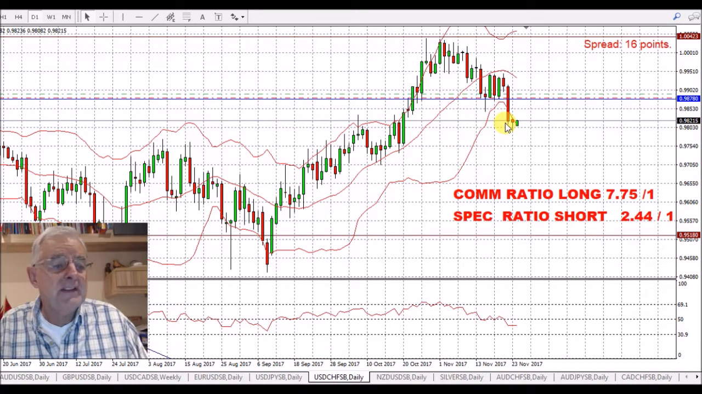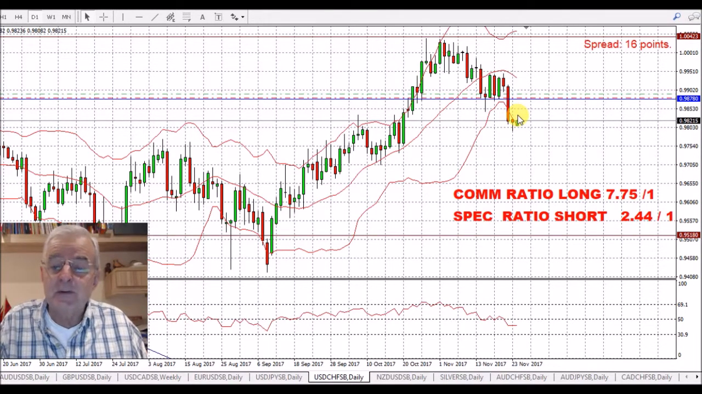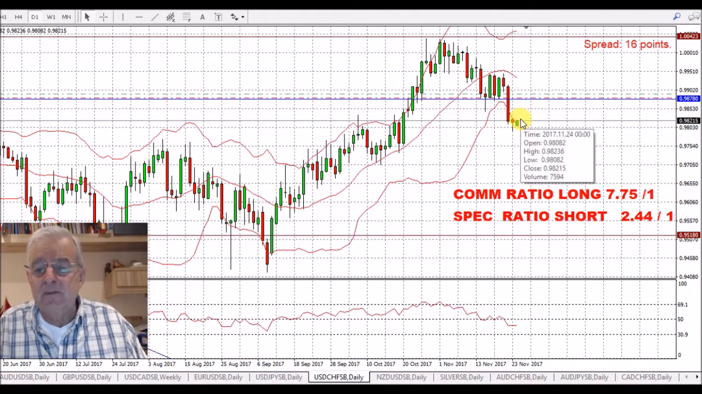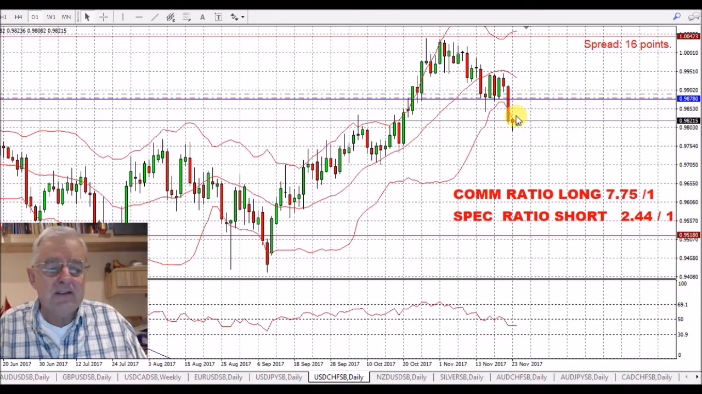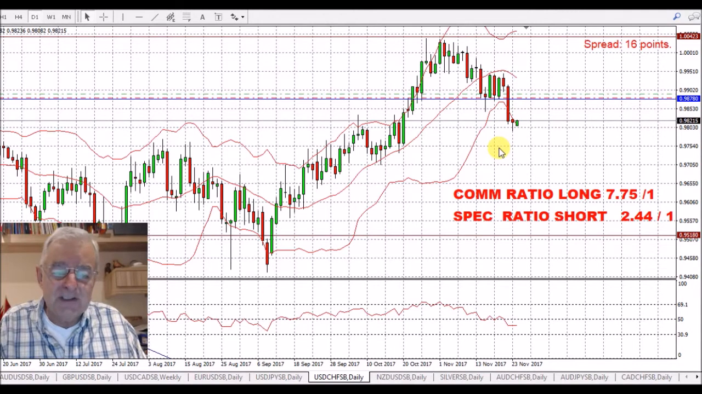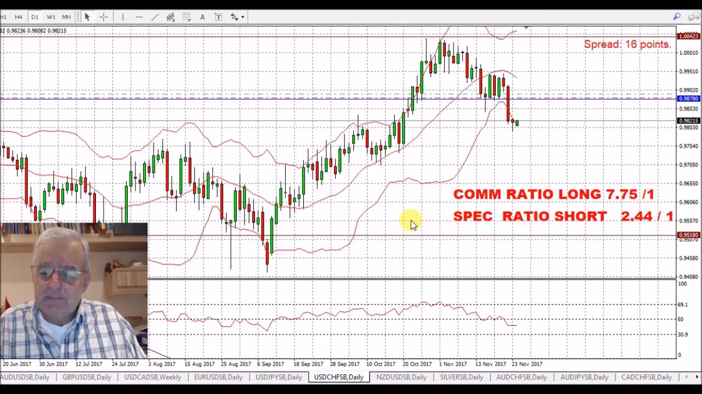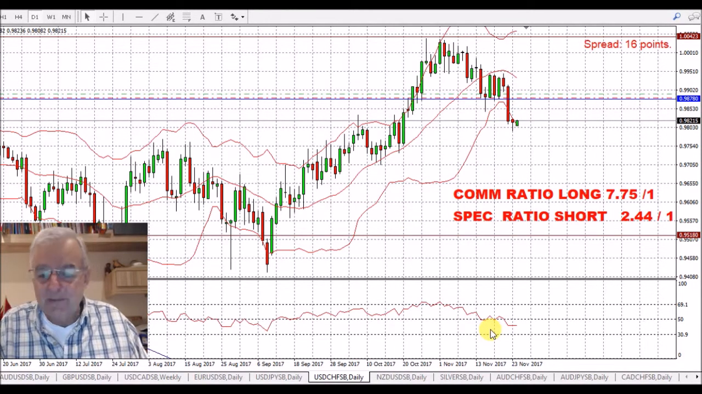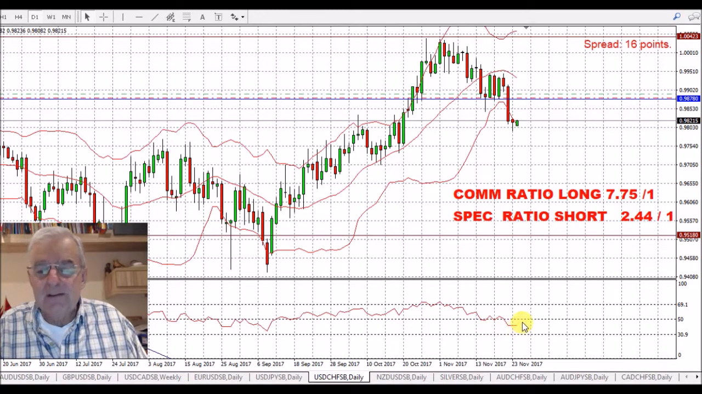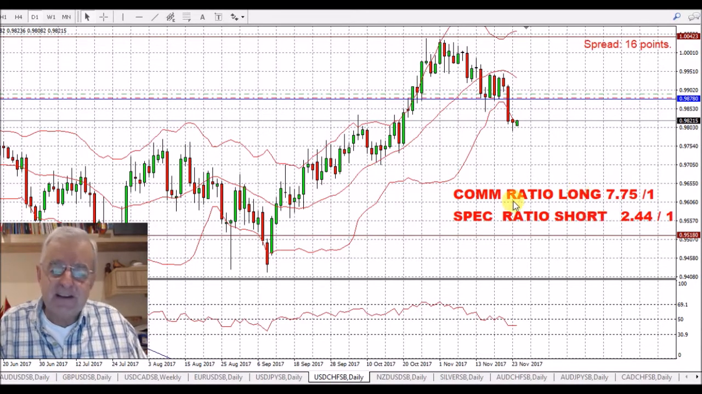USD Swiss franc. Well, we've had a bit of strength in the Swiss franc, a tad of weakness in the dollar over the last week. So we've done very well with this. I did put a second trade in and I've got knocked out of it, which is the way with stop losses, at a small profit, might I add. We're well below the 50. And now I'm expecting this to continue on down. We've got a commercials long ratio of 7.75 to 1 for the Swiss franc.